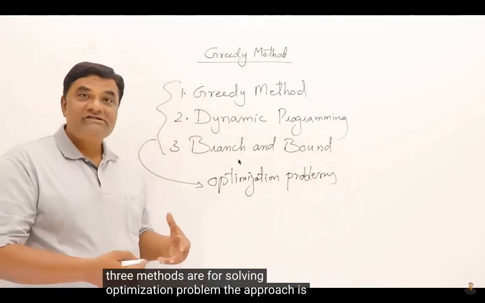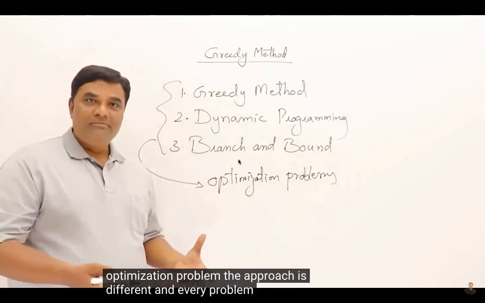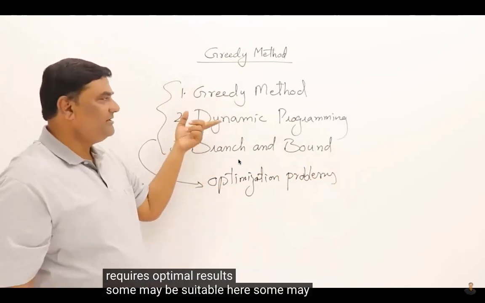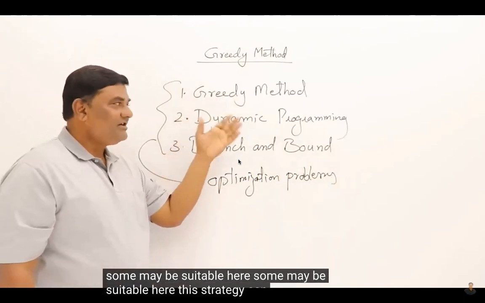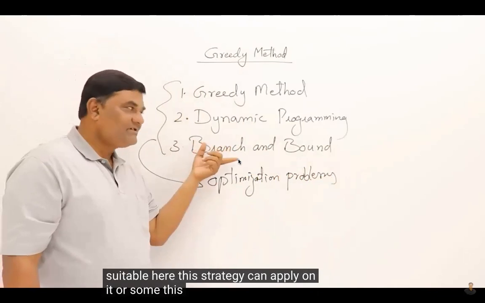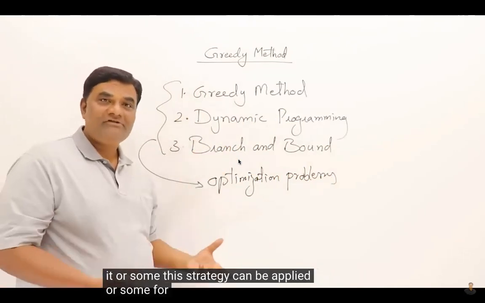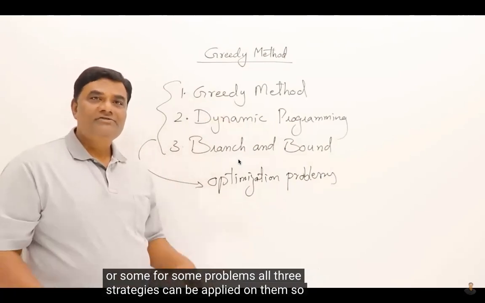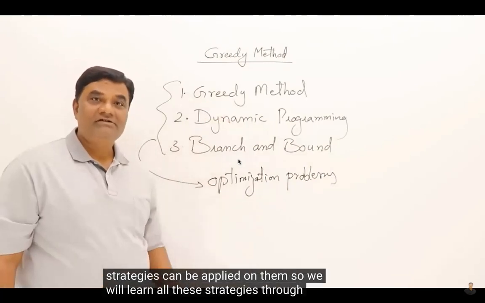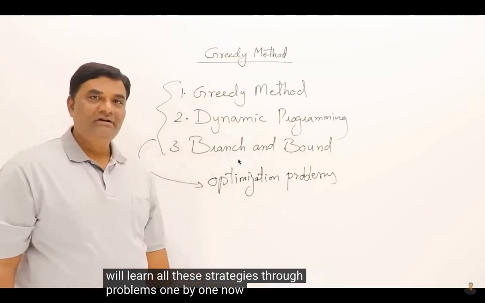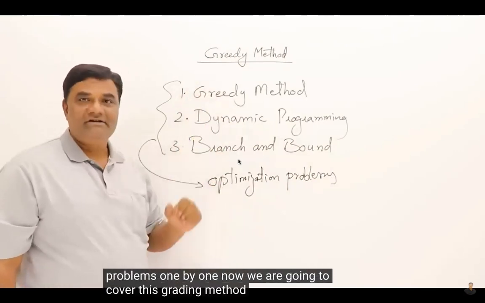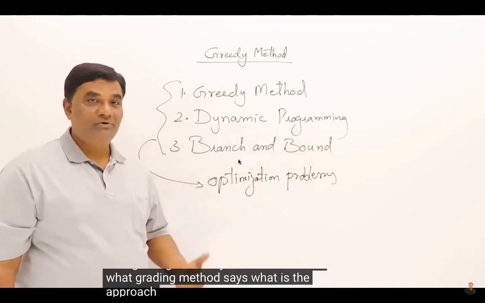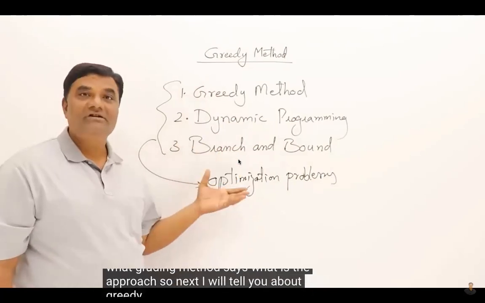The approach is different. And for every problem which requires optimal results, some may be suitable for one strategy, some for another. This strategy can be applied, or that strategy can be applied, or for some problems, all three strategies can be applied. So we will learn all these strategies through problems one by one. Now we are going to cover the greedy method. So we will start with the greedy method. We'll understand what greedy method says, what the approach is. So next I will tell you about greedy method.